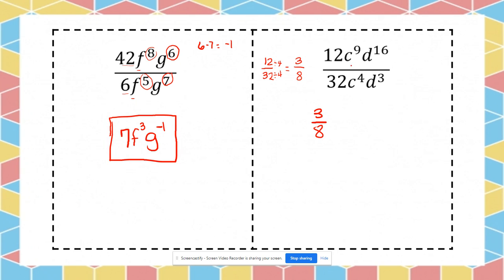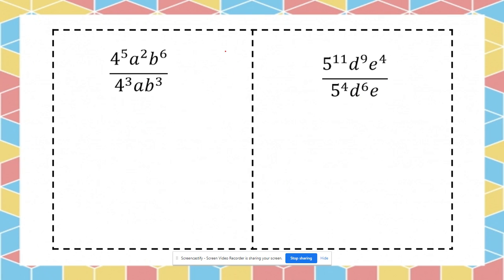Now I can look at my variables. So I have c to the 9th over c to the 4th. I'm going to subtract my 9 minus 4 to give me 5. So that means I have a base of c and an exponent of 5. Then I have d to the 16th over d to the 3rd. I'm going to keep my base of d, and I'm going to do 16 minus 3, which gives me 13. So my solution is 3/8 c to the 5th, d to the 13th.